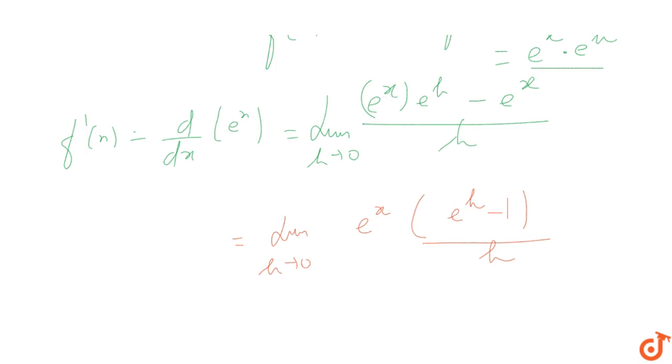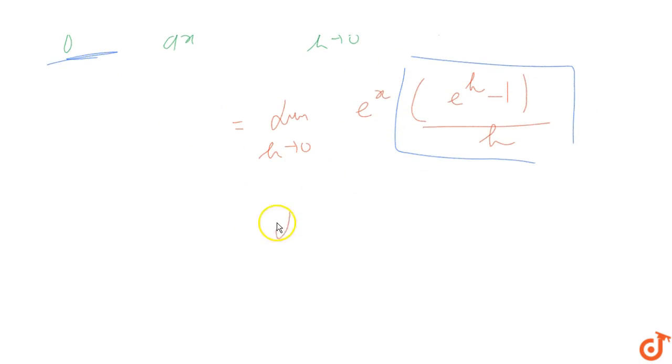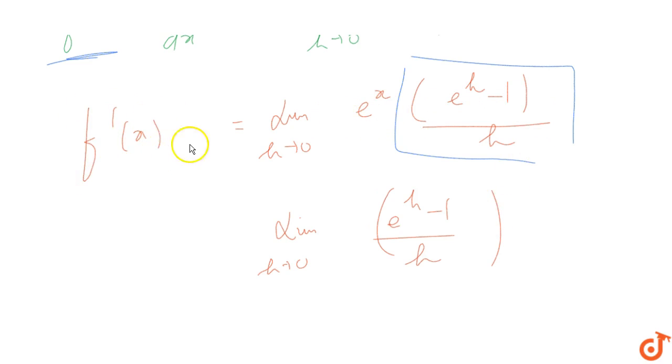Okay, so what we need to do now is that if we are able to find the limit of this function, then we would be able to find the differentiation of f(x). So let's first find out the limit of h tends to 0, e raised to power h minus 1 upon h. If we find out the limit of this function, then the f dash x is nothing but the value of limit into e raised to power x.